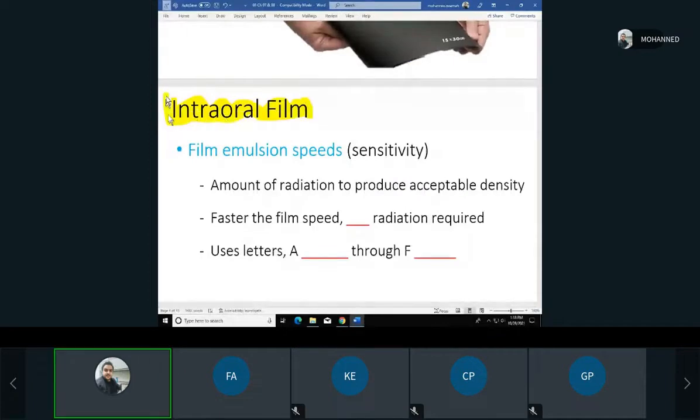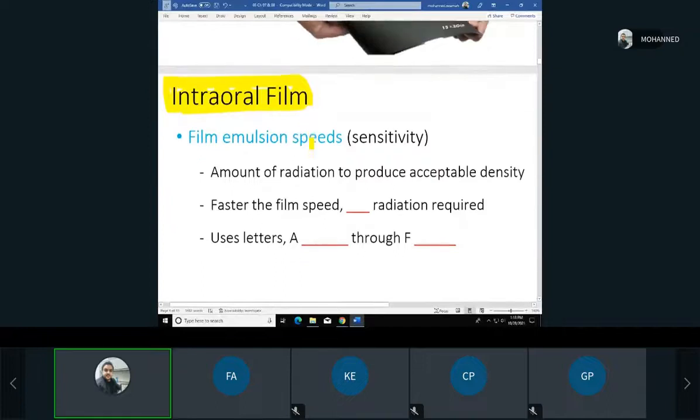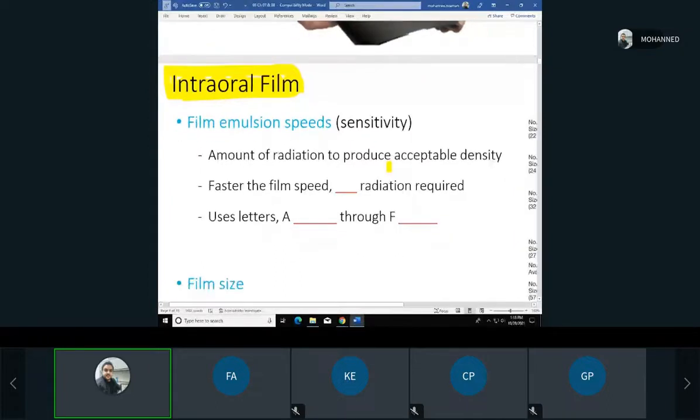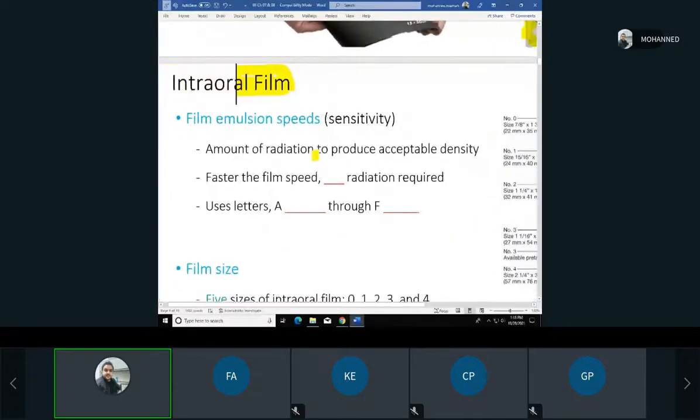So for the intraoral film, keep in mind we're not talking about digital. We're talking about the regular film. These have emulsion, which we'll talk about, and this is technically how it will produce the X-ray image, but it also has what we call speed. Technically, speed means how sensitive they are to radiation.